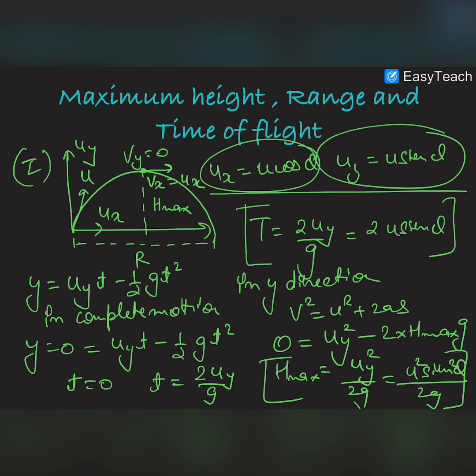Now let's move on to the third one, which is the range. Now to find out the range, let us analyze the x motion, because obviously we know that range is the maximum displacement of the projectile in x direction. So we know that in x axis, the velocity ux is constant. So ux is equal to u cos theta.